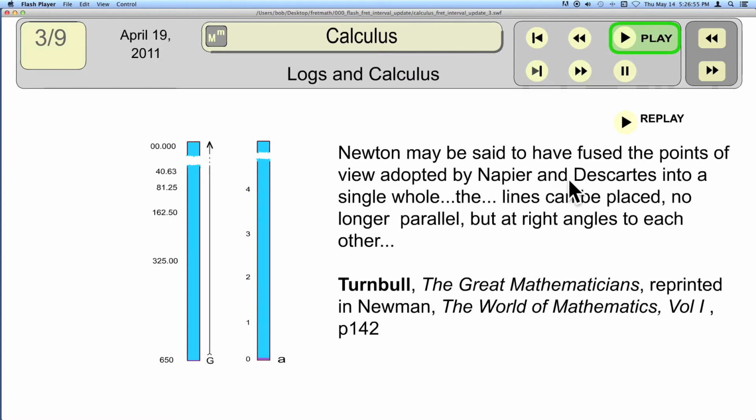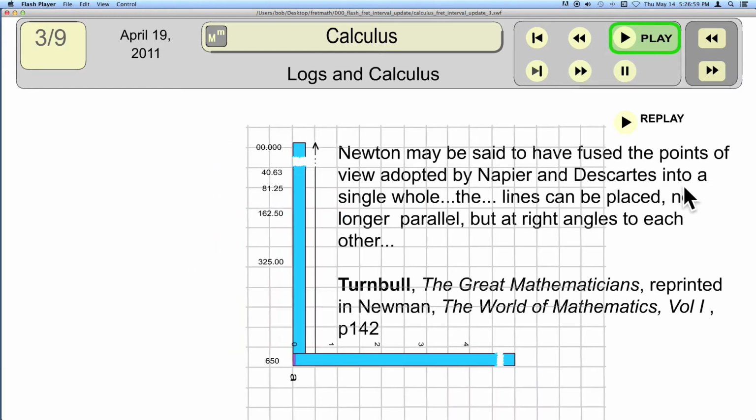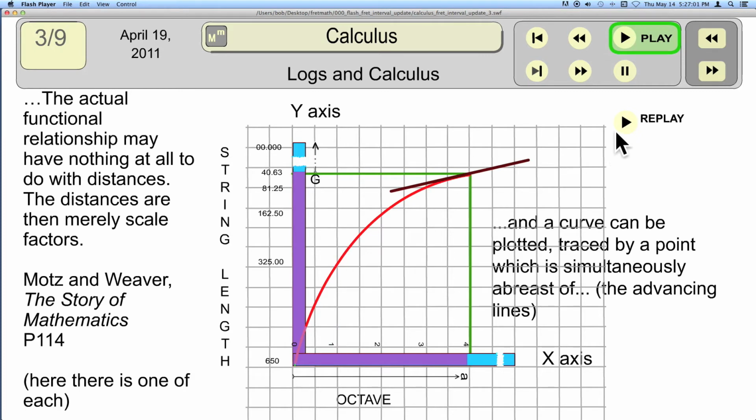According to Turnbull, Newton may be said to have fused the points of view adapted by Napier and Descartes. I have a little bit more on Descartes coming up later in this vid. But into a single whole, the lines can be placed no longer parallel, but at right angles to each other. And a curve can be plotted, traced by a point which is abreast of the advancing lines. And what I just noticed is that each of these lines has both an arithmetic and geometric aspect to them. It could be measured either way. There are two different ways of writing the same number, which would be the definition of an equation, too.